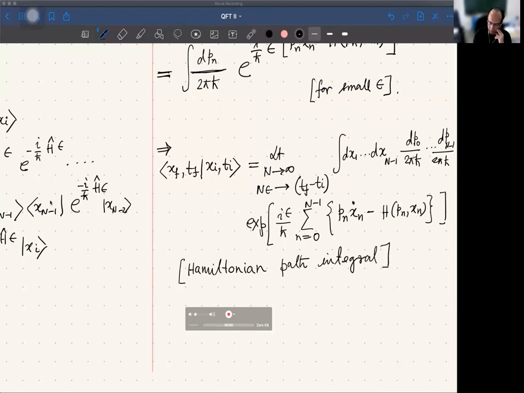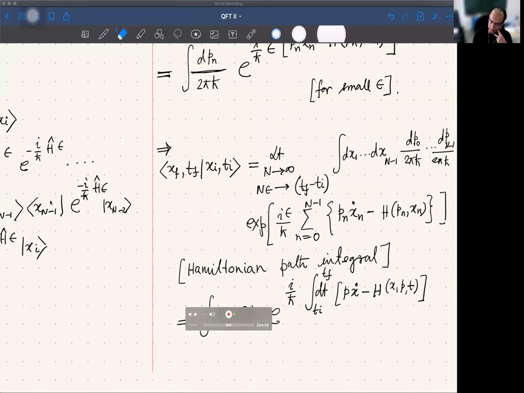Just like before, you could also write it as the path integral over x, path integral over p, e to the power i by h bar integral dt from t_i to t_f of p x dot minus H(x, p), taking a time independent Hamiltonian for the time being.